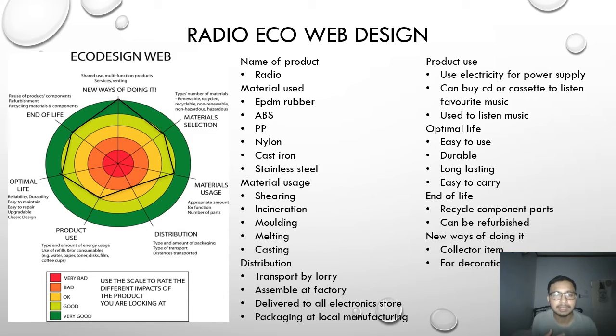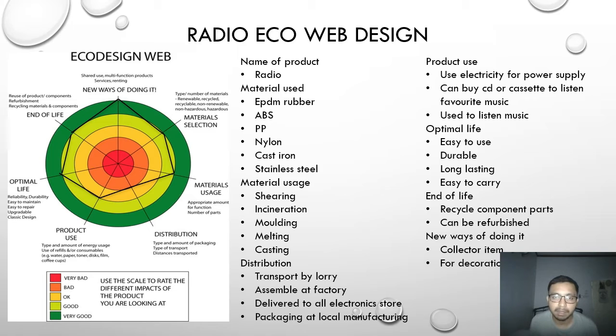Then, assembly at the factory. The factory uses a lot of electricity, workers, water, and most importantly, produces air pollution. This air pollution we need to reduce to avoid any environmental impact. And then this product is delivered to all electronic stores. When we deliver to all electronic stores, we have to use transportation, and this transportation will affect the environment as it produces air pollution.